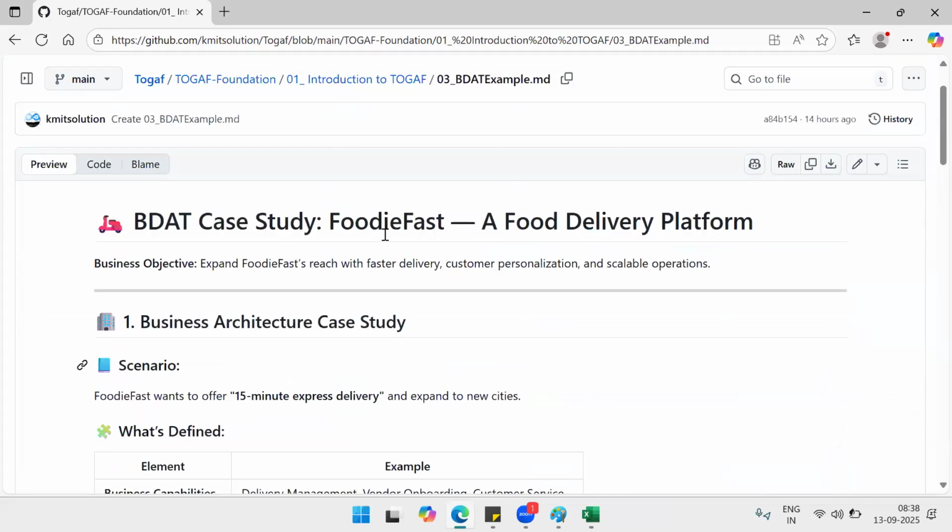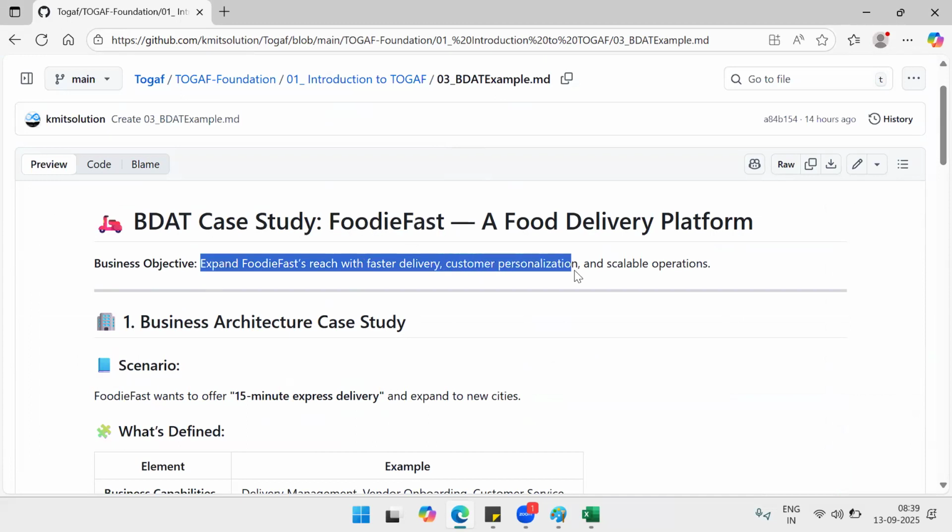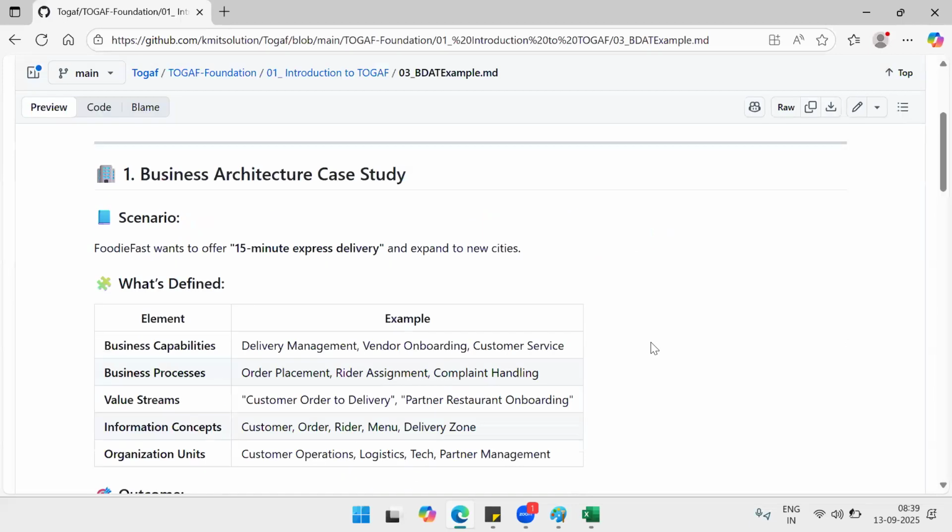Okay, one example. Business objective case study for the Foodie Fast application, a food delivery platform. The business objective is to expand Foodie Fast's reach, with faster delivery, customer personalization, and scalable operations. So this is the business objective. Now the scenario is that Foodie Fast wants to offer 15-minute express delivery and expand to new cities. So that is the business requirement.